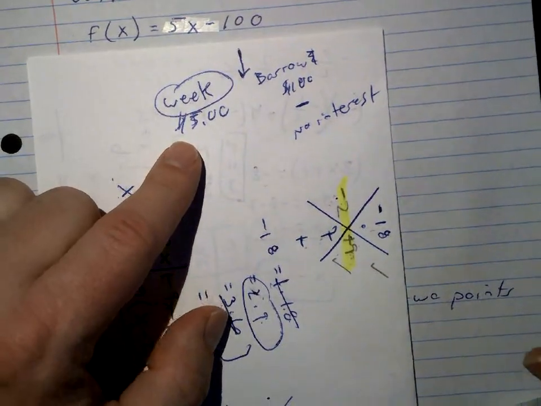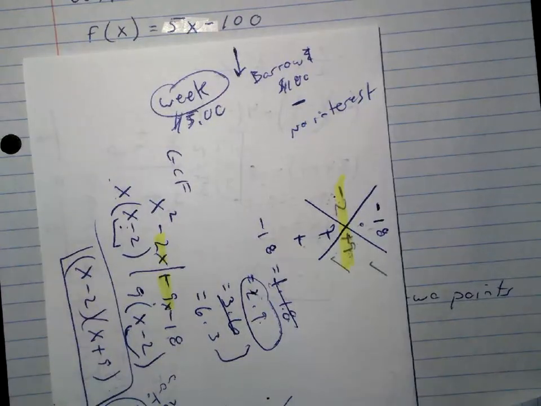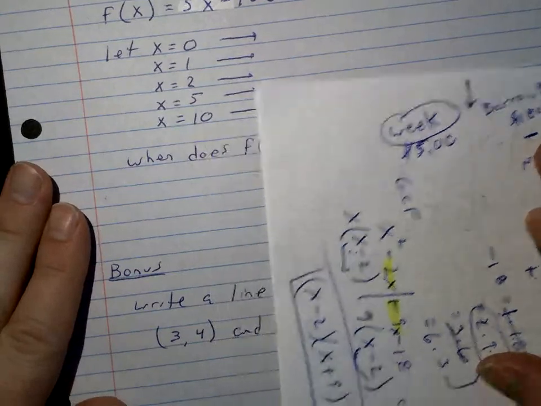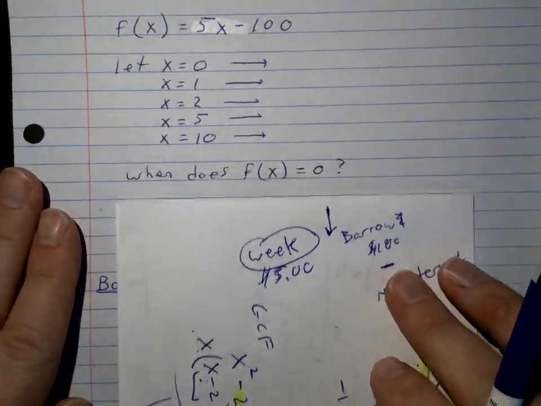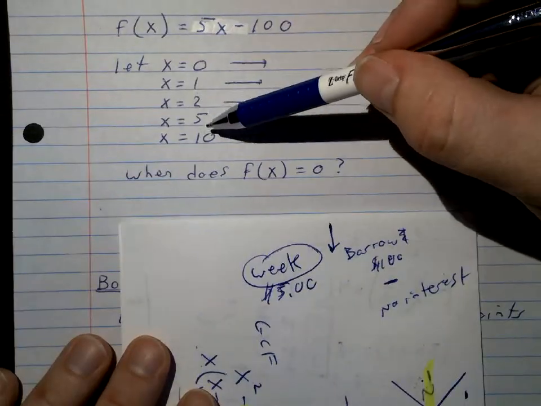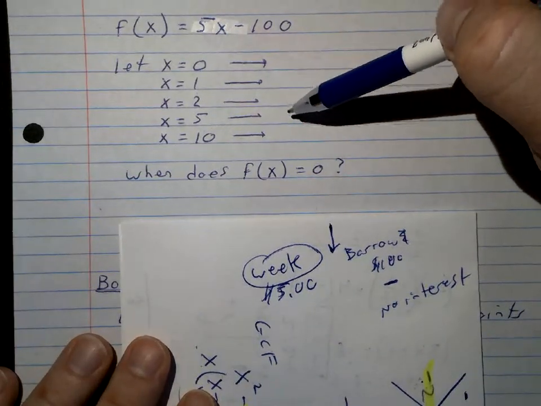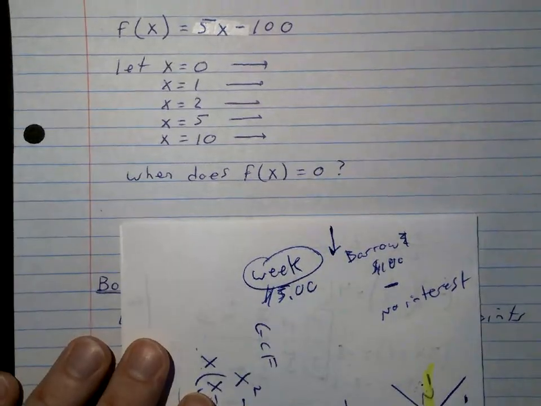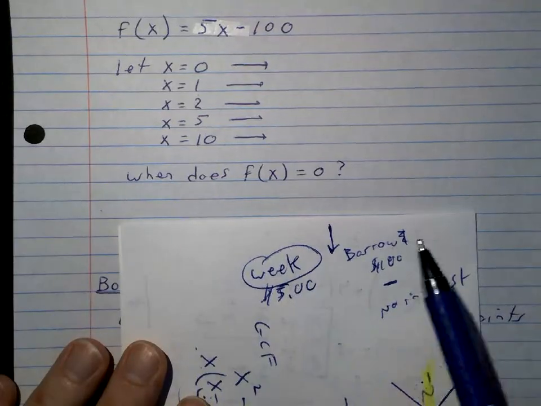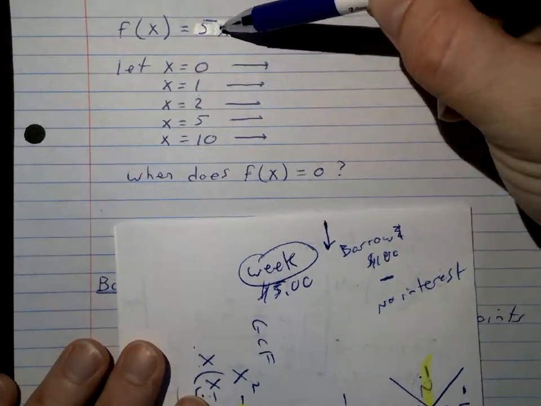Now you can do this in your head. Maybe you can do this on a calculator, but I want you to think about what's a function, because they can get a lot harder than this. The idea is that you're going to make a little system like this. If I let x be 0 weeks, 1 week, 2 weeks, 5 weeks, 10 weeks, you're going to get some values here. And what if I wanted to figure out how many weeks until I pay this thing off? So you're going to take 0 and plug it into there.